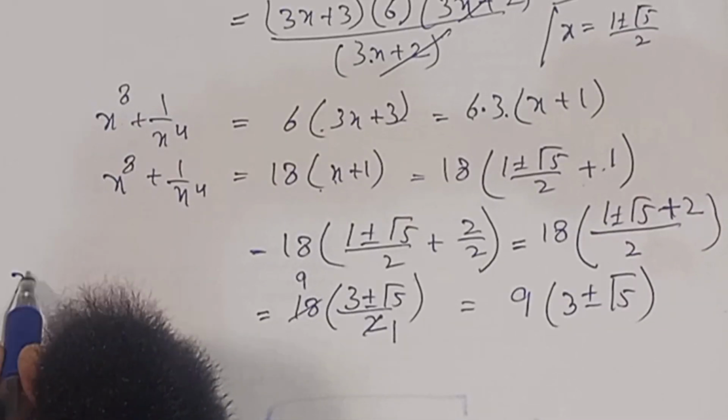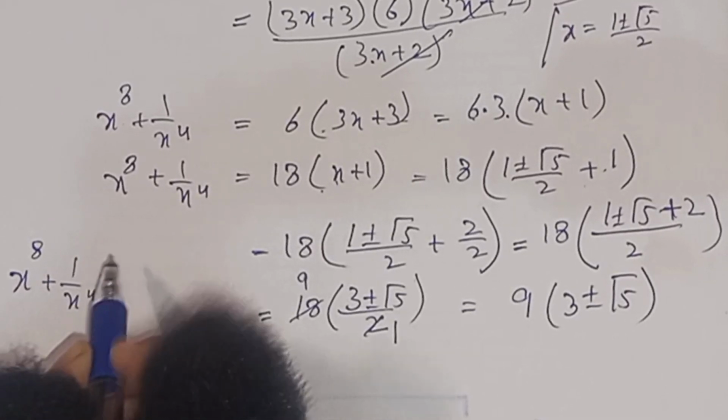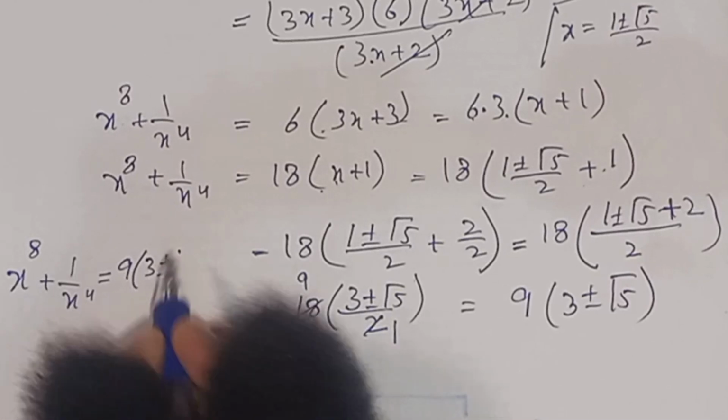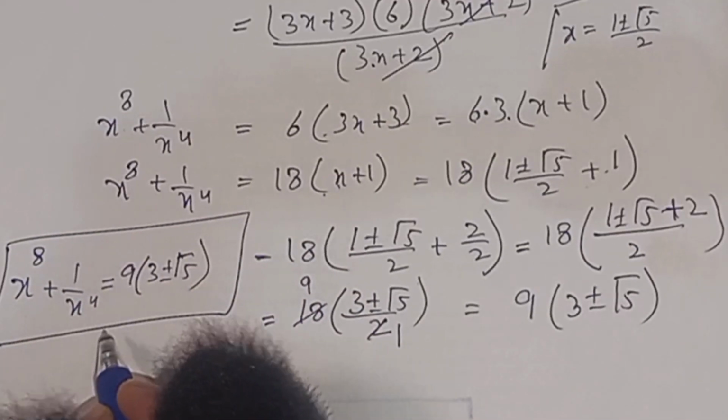So this implies (x^8 + 1) over x^4 is equal to 9 times (3 ± √5). So this is the answer and we are done.